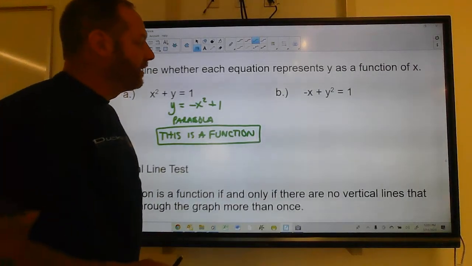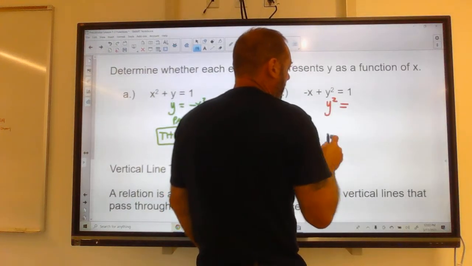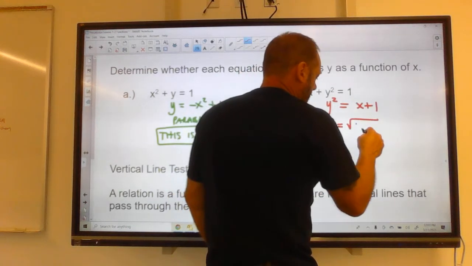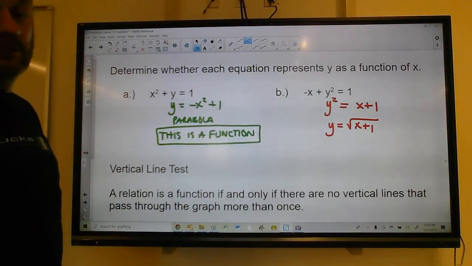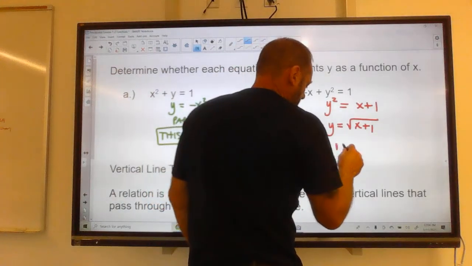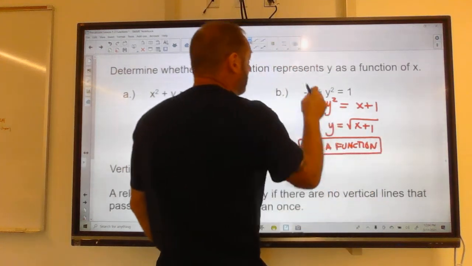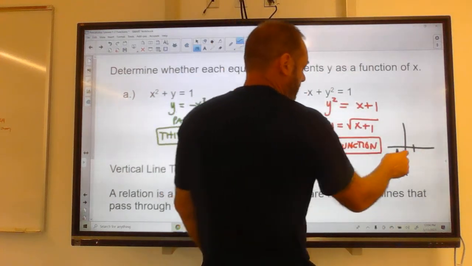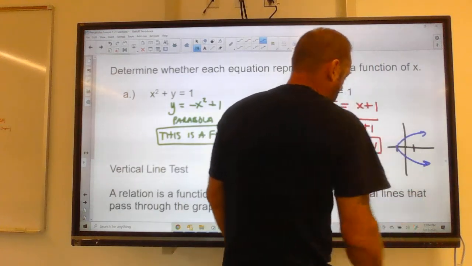Okay. What about this one? So solve for y here. I get x plus 1, and then this becomes the square root of x plus 1. Square roots are not functions. Okay, not a function. If I were to look at what this graph looked like, it would look just like this. Here's negative 1, and the equation would look like that.